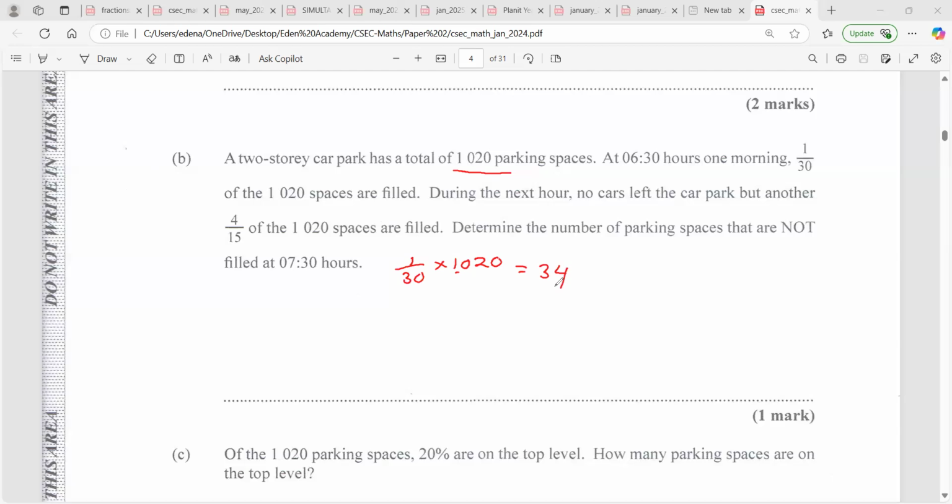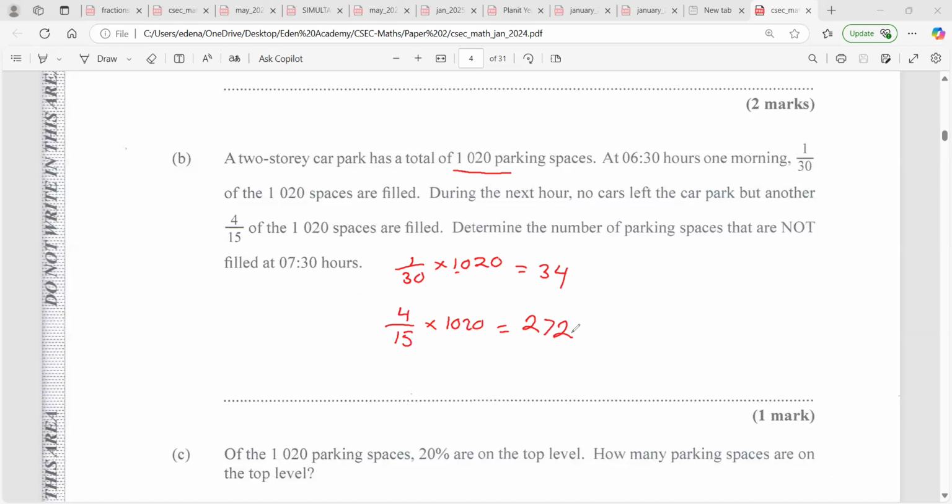During the next hour, no cars left the car park, but another 4/15 of the 1,020 spaces are filled. So we have another 4/15 of 1,020. I'll just put that in the calculator. 1,020 times 4 divided by 15 gives me 272. So we now know that another 272 come into the car park and fill the parking spots.